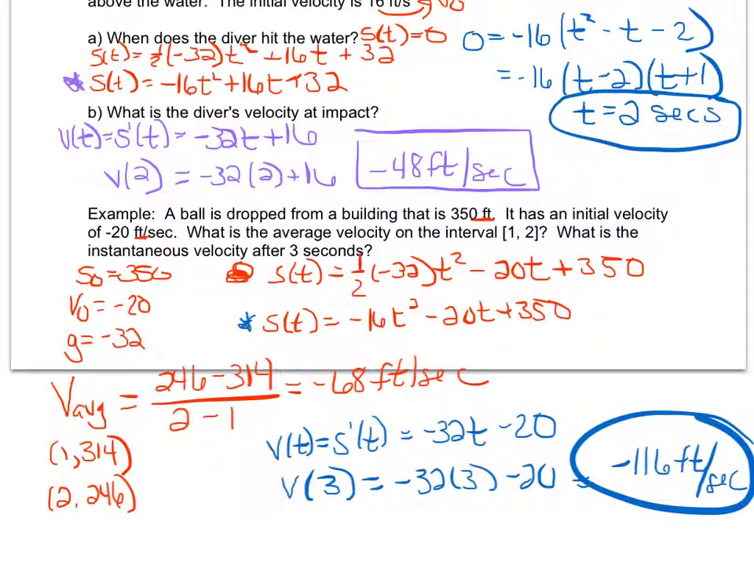So average velocity, we're just using slope formula. Make sure you have a time 1, a time 2, a position 1, a position 2. Oftentimes you're going to need to find your position function first, and then to find instantaneous velocity, just go ahead, differentiate that position function, and then use that derivative that will be your velocity function.